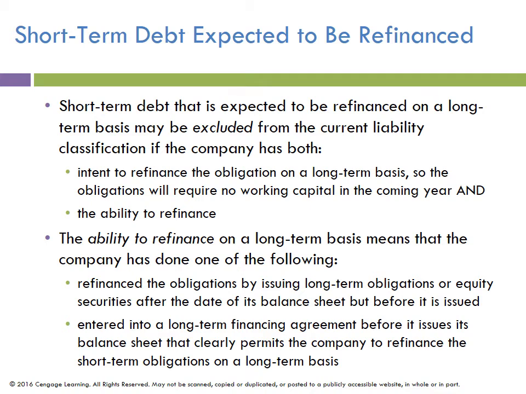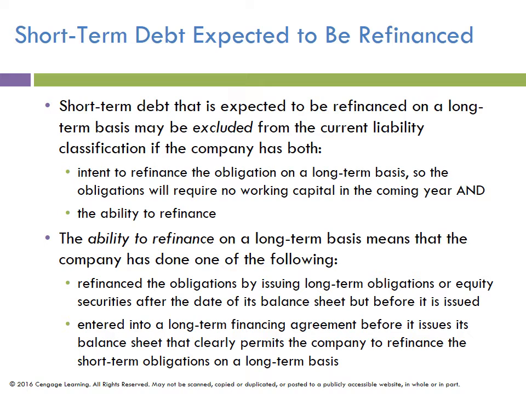Another contractual liability could be short-term debt that is expected to be refinanced on a long-term basis. So maybe you have a loan that's coming due next year and you already started refinancing it so that it won't be due for 20 more years. Well, you may not want to list that as a current liability. It may be listed as a long-term. When will it be listed as long-term? There's an intent to refinance on a long-term basis, so the obligation won't require any money next year, and you have the ability to refinance.